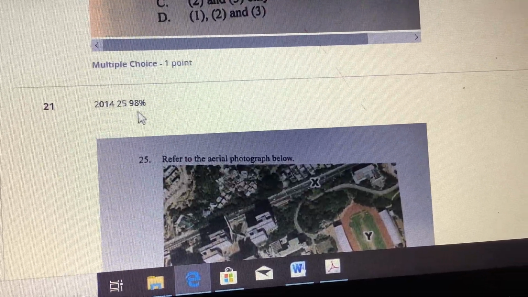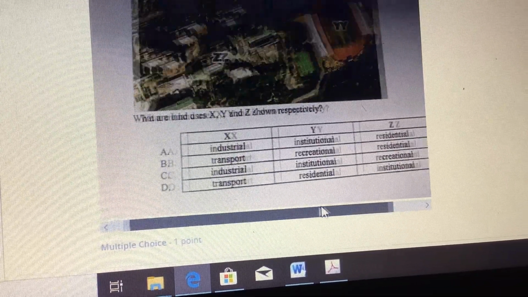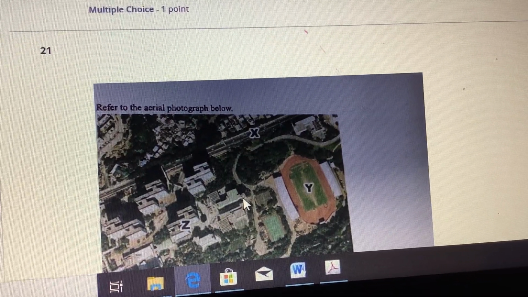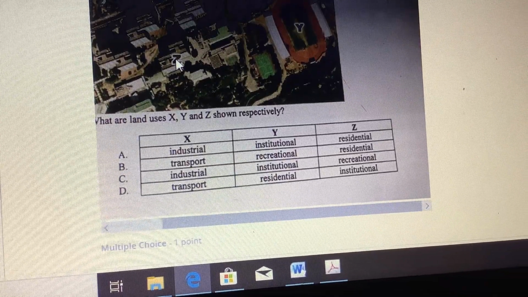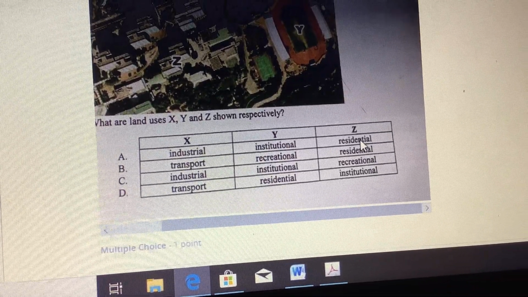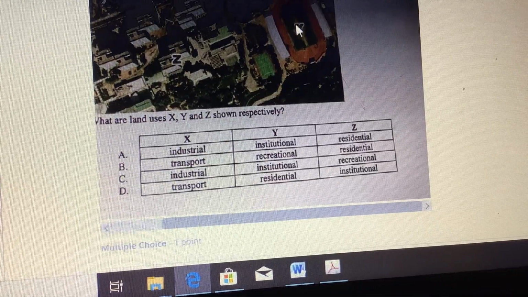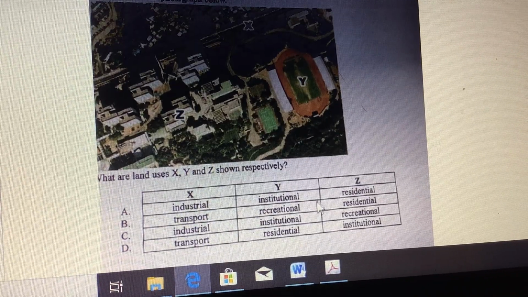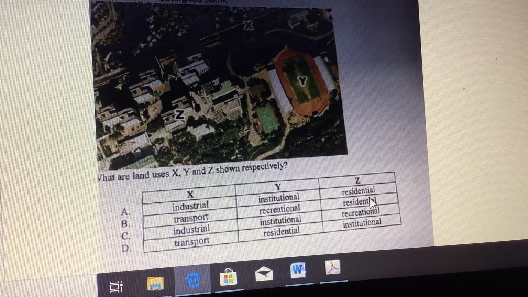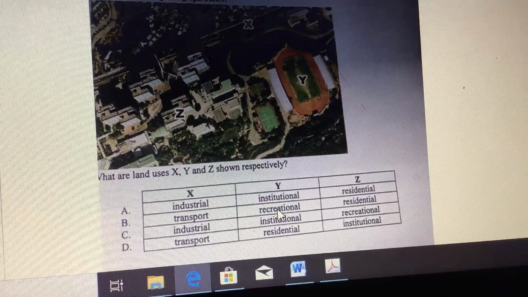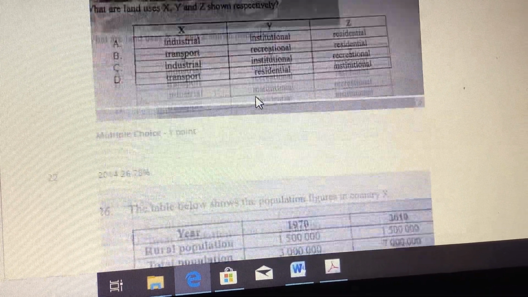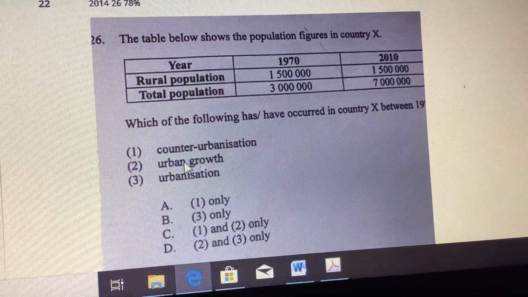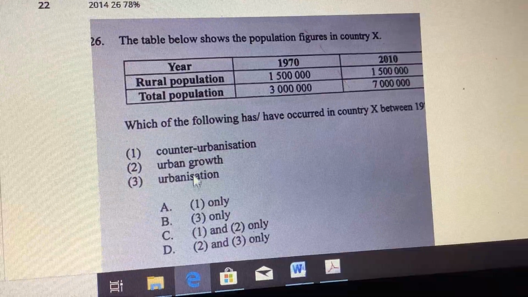Okay, this one is 98% up, because it's really stupid. Okay. X, Y, Z. What is this? Z, you can see it is definitely a public housing. Public housing should be residential. Y should be an institutional land use. Okay, because it is a recreational land use. Sorry, recreational land use, so one residential and one recreational, then X should be B. So 98% it comes again: urban growth, urbanization again.